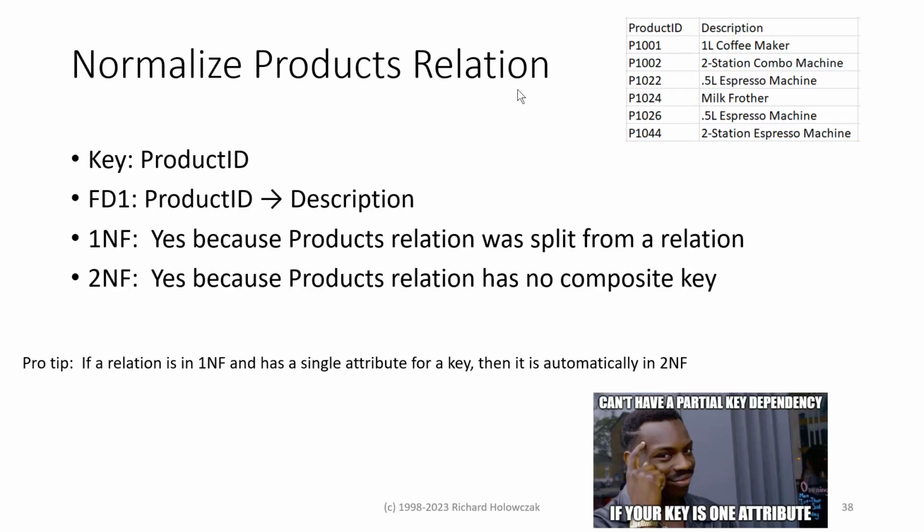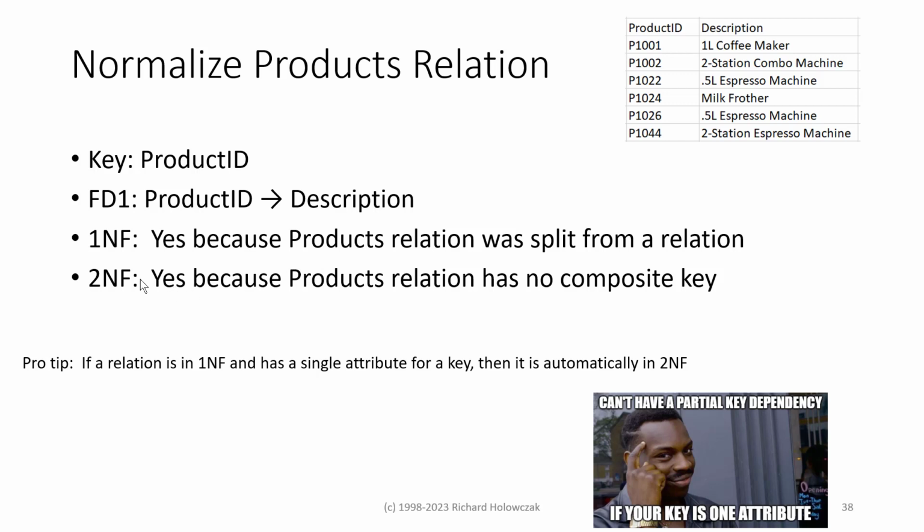Let's normalize the product relation. There's only product ID as the key. Product ID determines description is the only functional dependency. Is it in first normal form? We say yes, because we split it from a relation. So when you take the supplier relation and you split it into two, the new relations will also be relations. The new things that you get will also be relations.